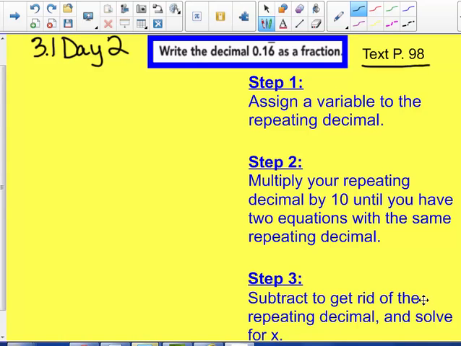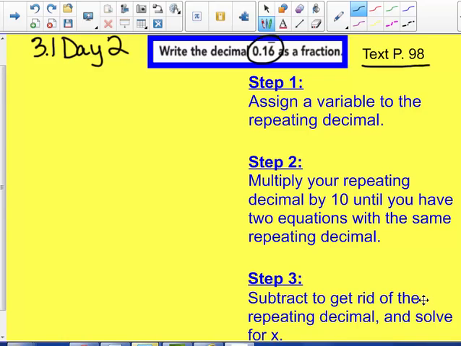So, back to the steps here. Changing a repeating decimal to a fraction. Step 1 is to assign a variable, whatever letter you care to assign, to the repeating decimal. The repeating decimal in this example is 0.1 with the 6 repeating. So I'm going to say the variable is x. So I'm going to say x is that repeating decimal.